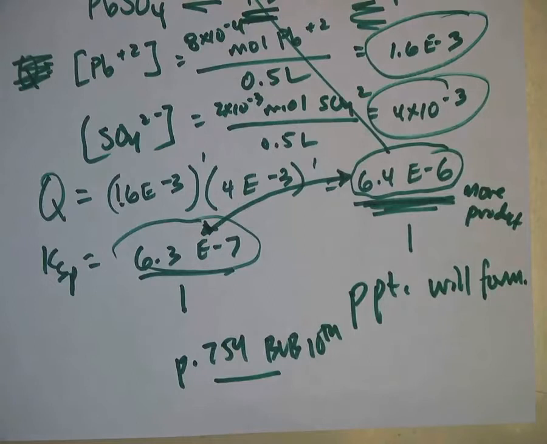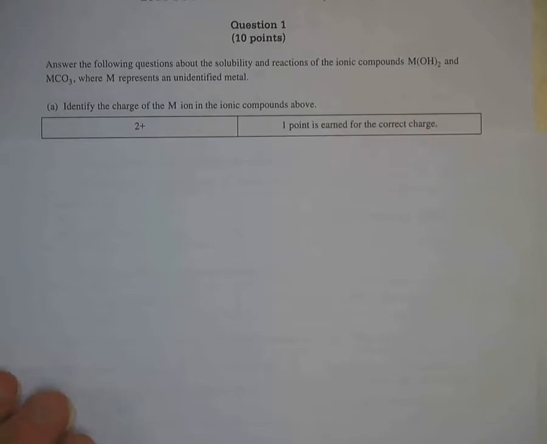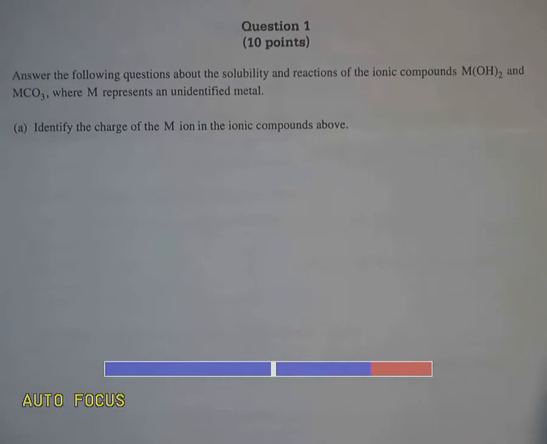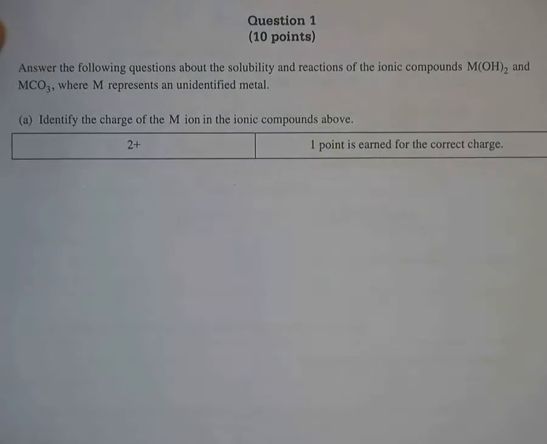Let's look at some AP exam questions that use these ideas. We'll start with a few Ksp questions, and we'll work forward from there. Here's last year's exam, or 2011 exam, depending on what year you're watching this. And it says, answer the question about the solubility reaction of the ionic compounds MOH2 and MCO3, where M represents an unidentified metal. Identify the charge of M. Well, CO3 is -2 and OH is -1, and there's 2 of them, so it's got to be +2.